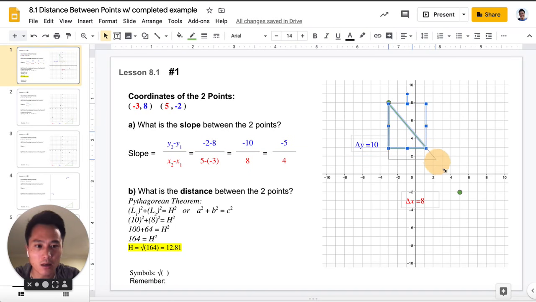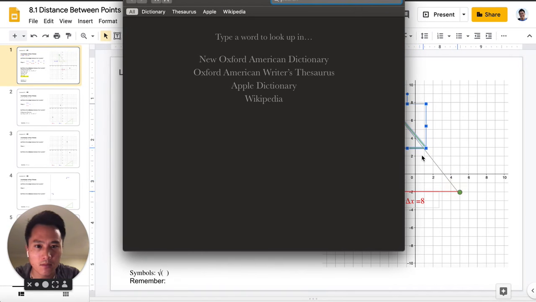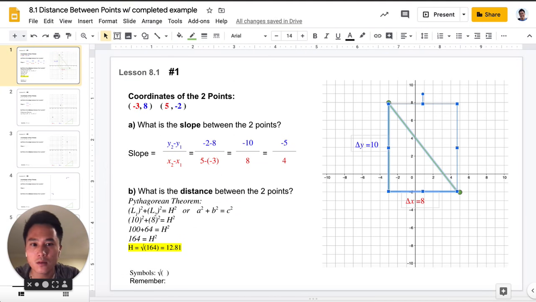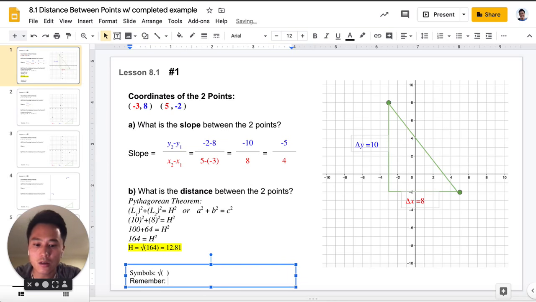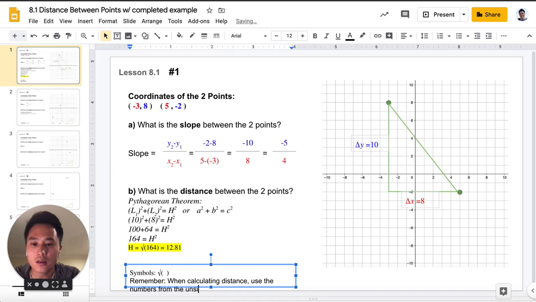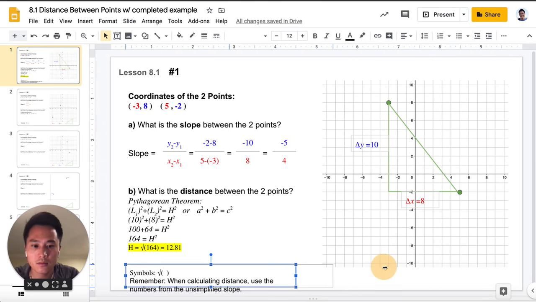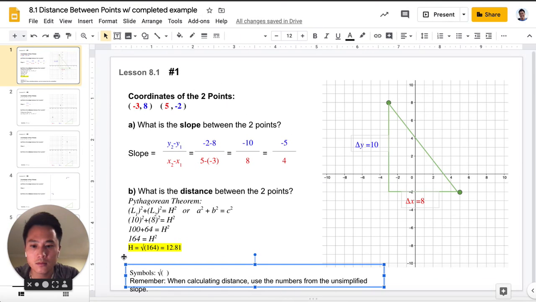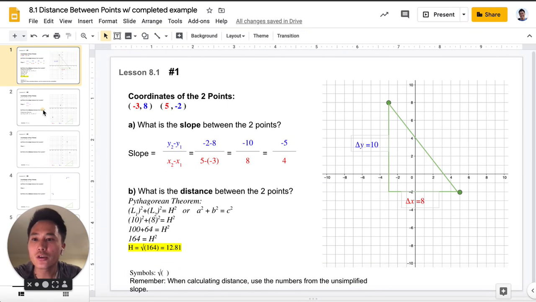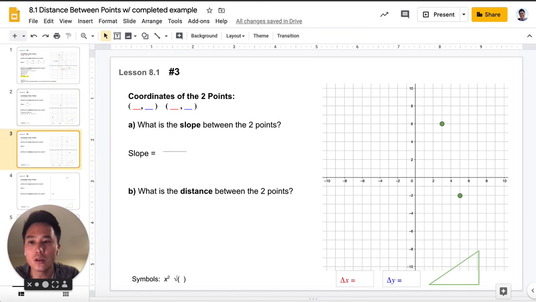Let's bring this back all the way down to, sorry about that. Okay, so the key thing to remember here is when calculating distance, use the numbers from the unsimplified slope. Okay, so you're going to do something similar for problems 2, 3, and 4.